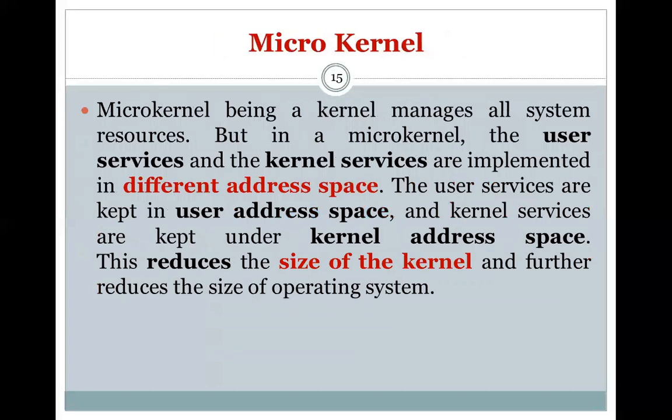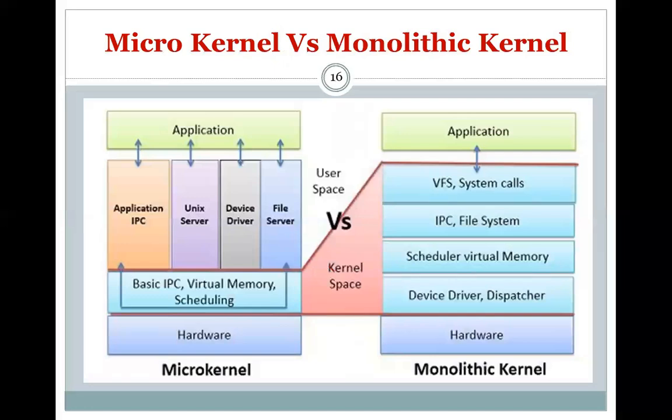Microkernel. Microkernel, being a kernel, manages all system resources. But in a microkernel, the user services and kernel services are implemented in different address spaces. That is a major difference between micro and monolithic kernel. The user services are kept in user address space and kernel services are kept in kernel address space. This reduces the size of the kernel and further reduces the size of the operating system. Monolithic kernel is used in GPOSs, whereas microkernel is used in embedded RTOSs. These are the differences between microkernel and monolithic kernel.